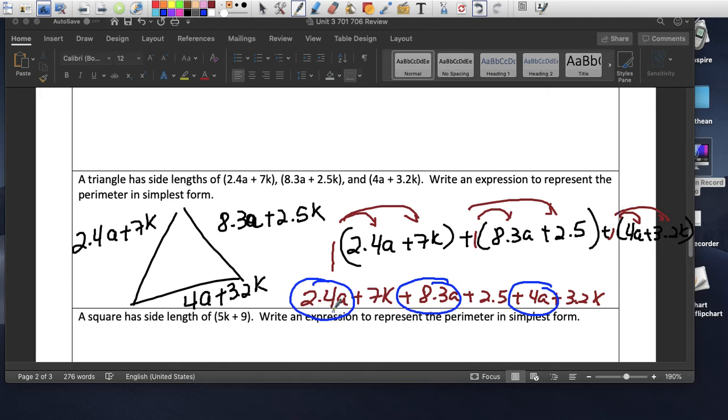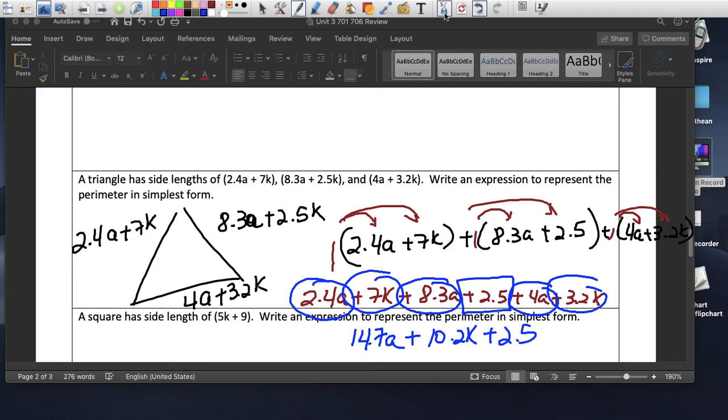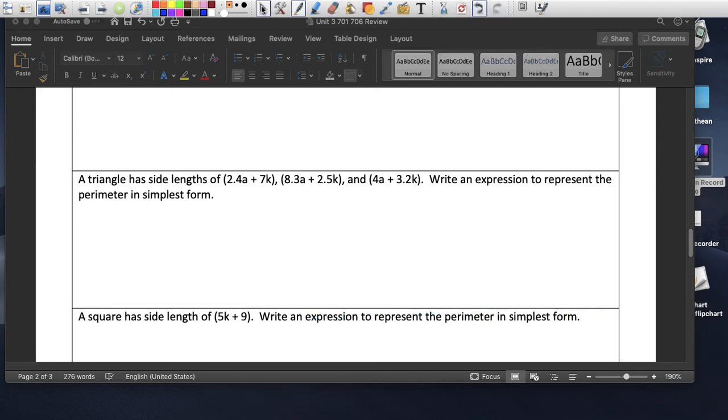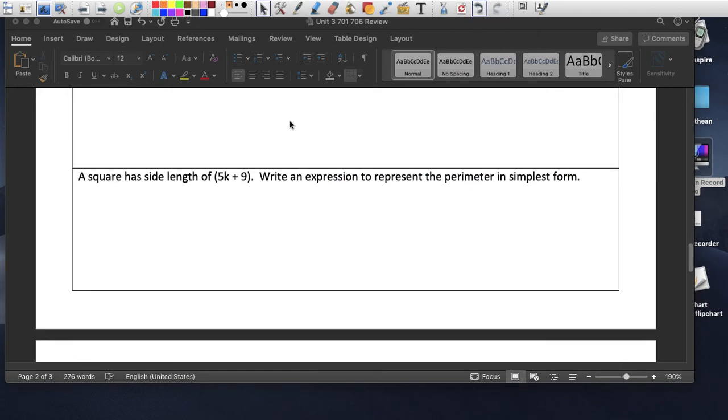Let's see if I can do this in my head. I can get 10.7, 12.7. No, 14.7. That's what I'm getting. Because that's 10.7 plus 4, 14.7a. Plus the k's. I have a 7k over here and a 3.2k, so that's going to give me 10.2k. And then the last term, plus 2.5, gets added to no one because there's nobody else like it to combine.